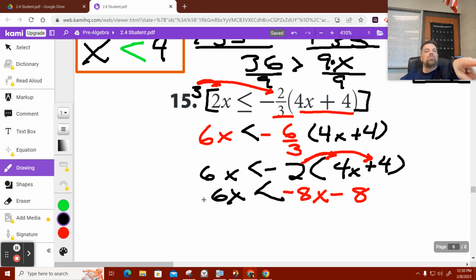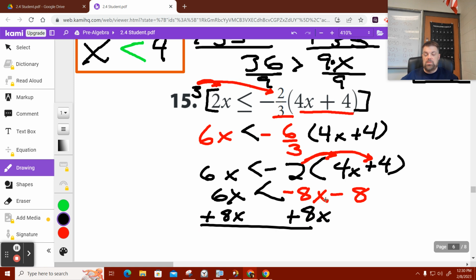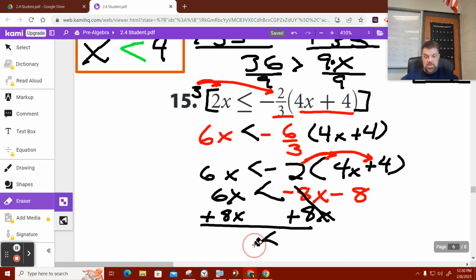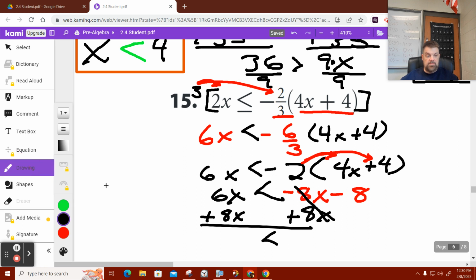Okay, what do we need to do? Very good. We're going to add 8x. In other words, we're going to try to get all the x's on one side of the inequality symbol. These will cancel. I get 14x over here. Almost forgot the x. Mr. Adams, you could do better than that. 14x. And then I got negative 8 over here.